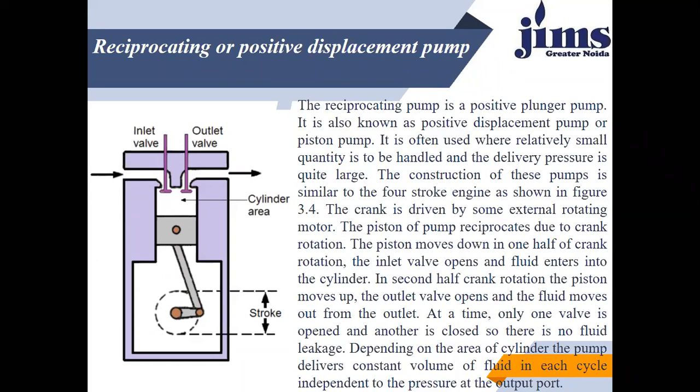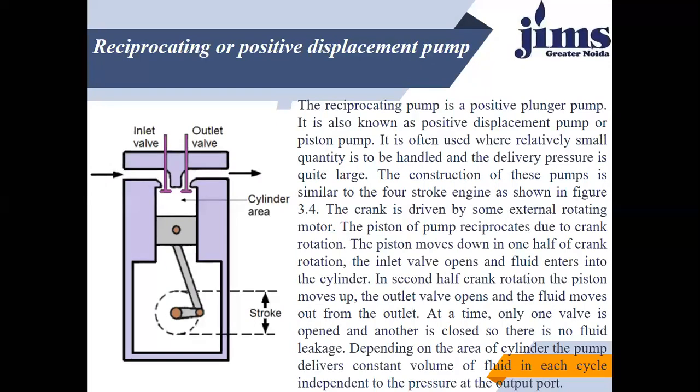In the second half of the crank rotation, the piston moves up. The outlet valve will open. This is the outlet valve. So जब ये crank up जाएगा, in that case the outlet valve is open, and the fluid moves from this outlet valve. So at a time only one valve is open and the other valve is closed, right? So that no fluid leakage can occur.